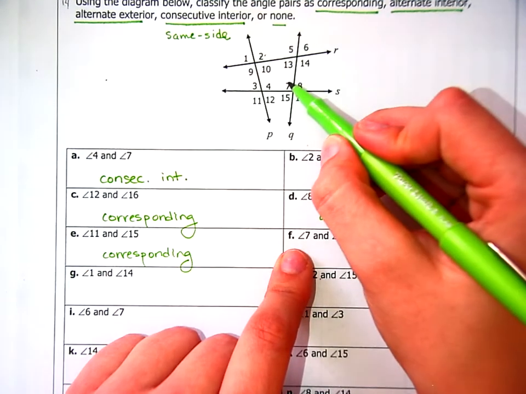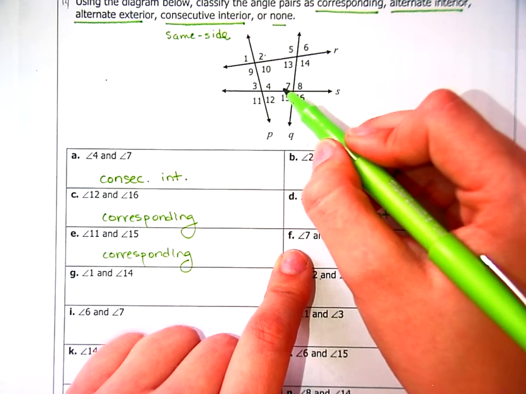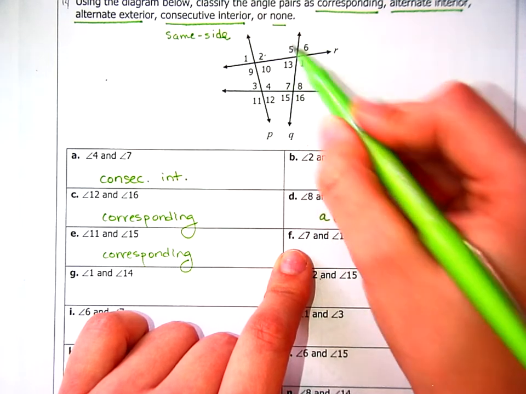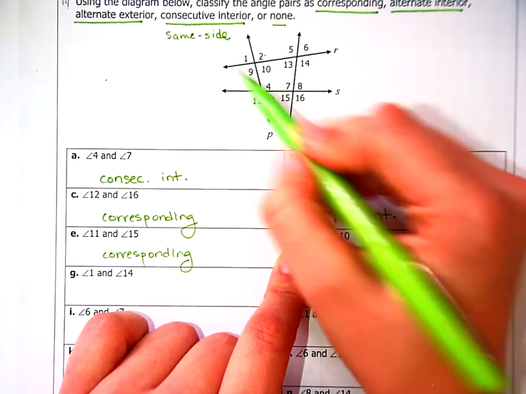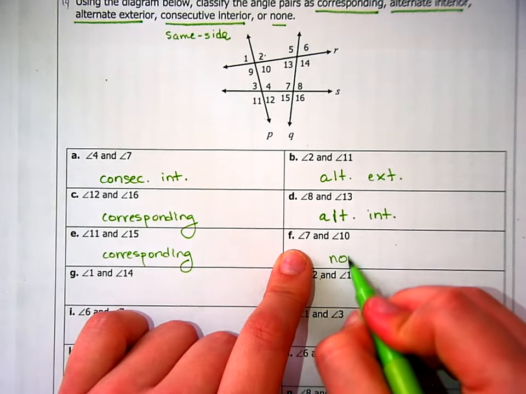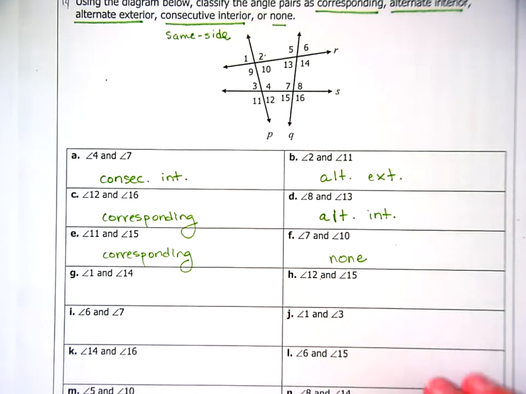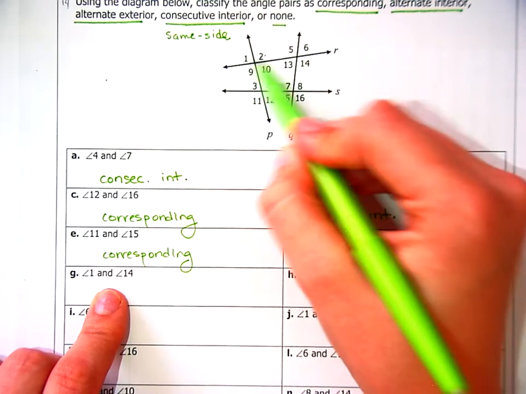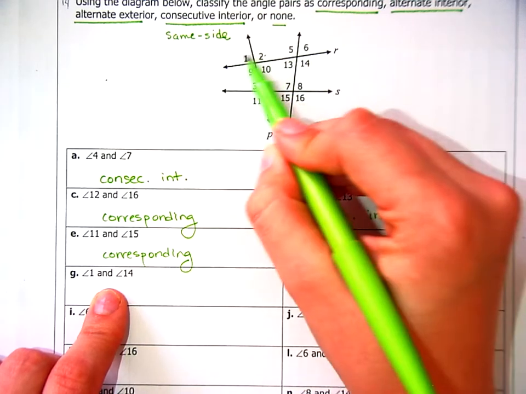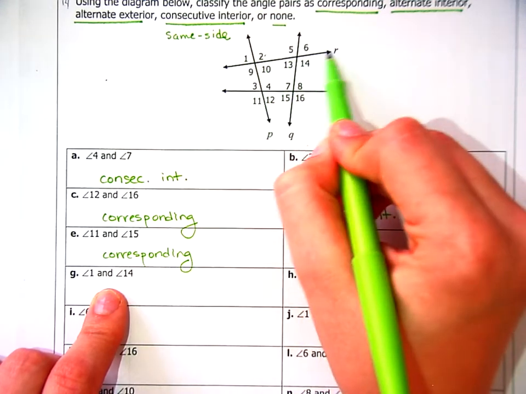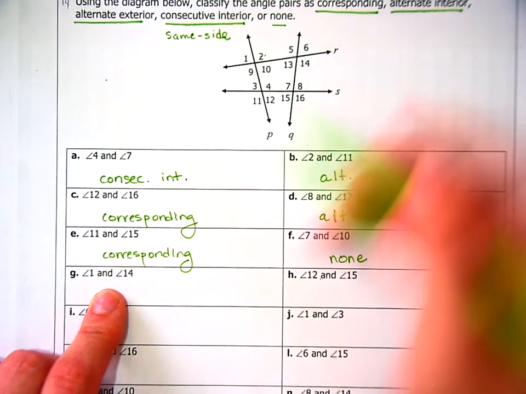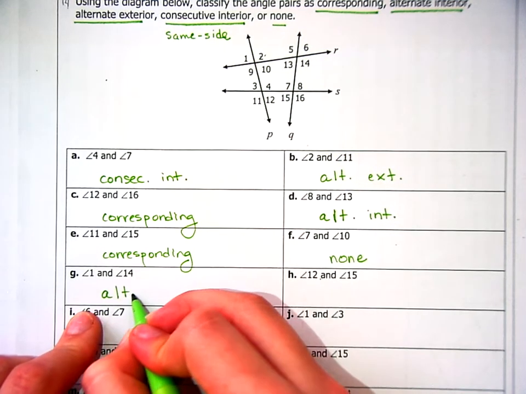7 and 10 don't share any lines. 7 is on Q and S, and 10 is on R and P. So those do not have a relationship that we have a name for. 1 and 14. Those are on opposite sides of the line they share, the transversal, and they're on the outside of P and Q. So these are alternate exterior.